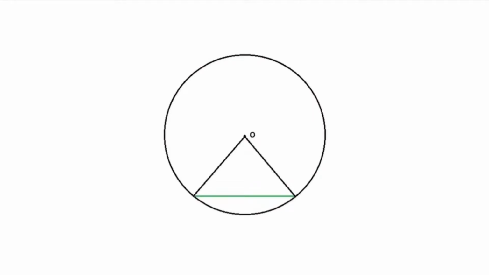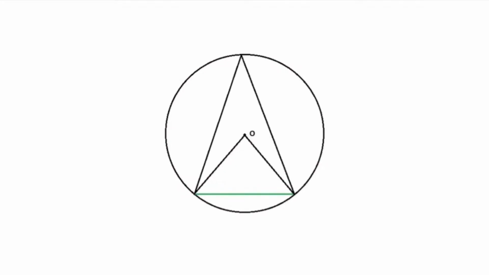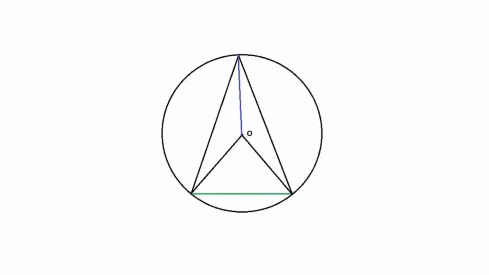This circle has a centre, O. Let's add an angle. Two radii subtended, joined by the green chord. Another angle will be added to the chord. This angle meets at the circumference of the circle. To prove this theorem, we begin by drawing a line in blue from our angle at O to the angle at the circumference. This line spans from the centre of the circle to the circumference, so it is a radius.